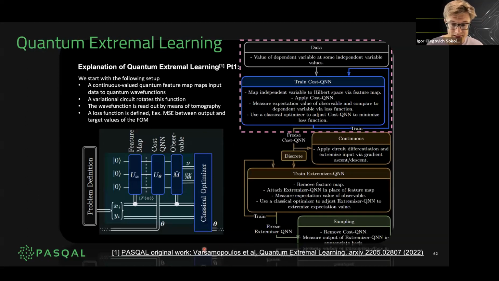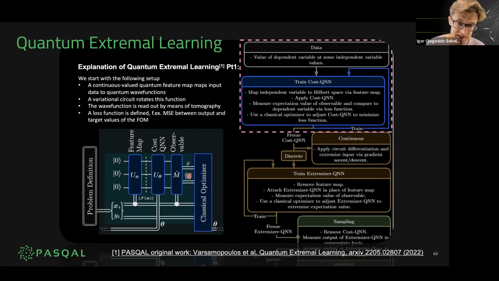Savas in our team worked out this paper where he basically implemented this idea in continuous and discrete cases, so that you input your data with a feature map, have a cost QNN and observable, and you train your regression model so that you can differentiate. Of course, you have to differentiate with respect to input, so your feature map has to be differentiable, and your cost QNN too.